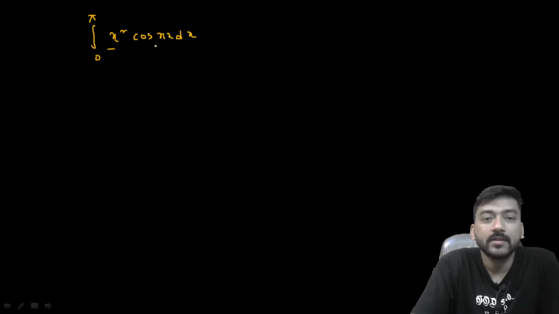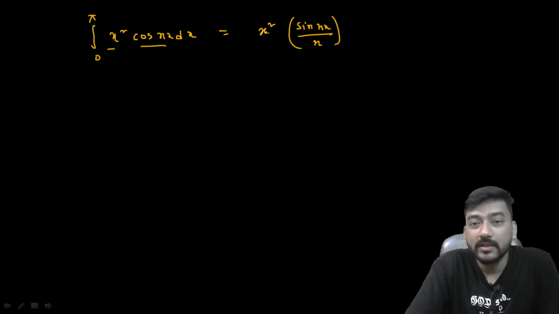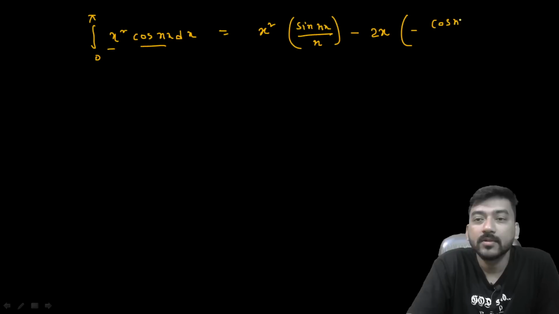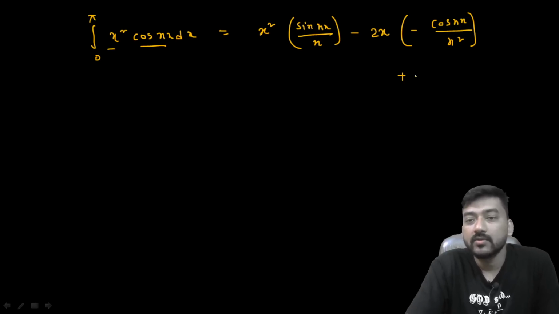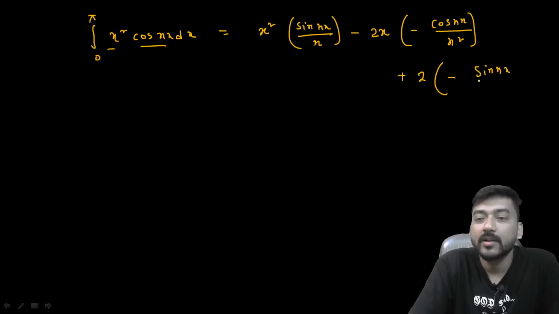So this is the first function and this is the second function. The first function is unchanged, so this is x square, and we integrate the second function. The integration of cos nx is sin nx by n. Then we differentiate x square, so it will be minus 2x, and the integration of sin nx by n is minus cos nx upon n square. Again we differentiate, and the differentiation of minus 2x is just minus 2. The sign alternates, plus minus plus minus, so it will be plus 2. Now again we integrate, so it will be minus sin nx upon n cube.